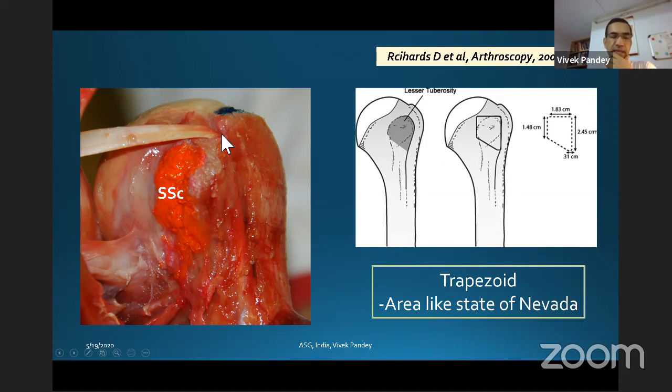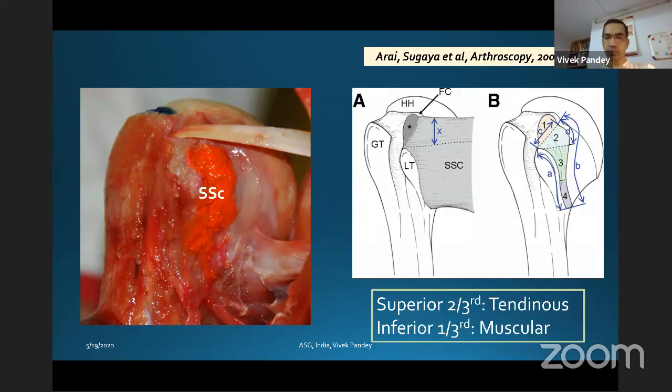The biceps and the subscap share a very intricate relationship. The biceps is held in a sling, the anterior and posterior slings, and just ahead of that is the subscap. The superior two-thirds is tendinous and the inferior one-third is muscular in origin.